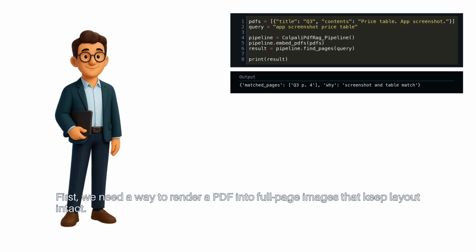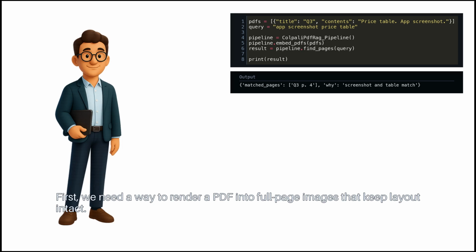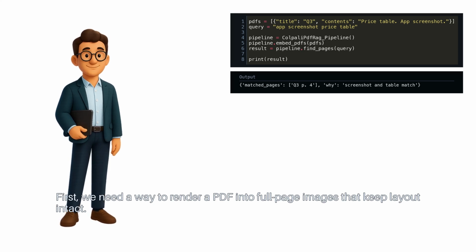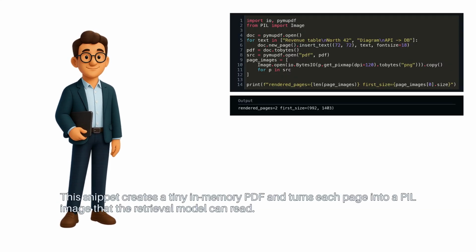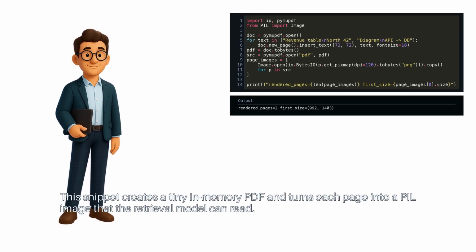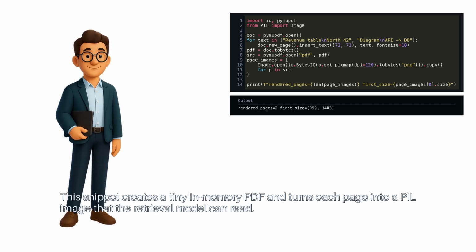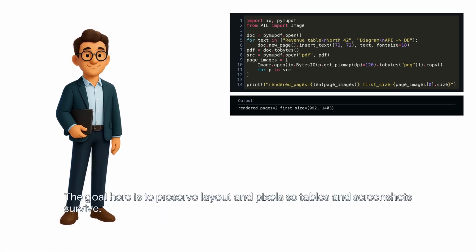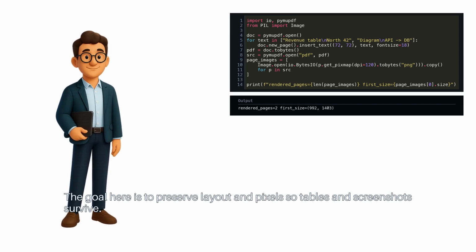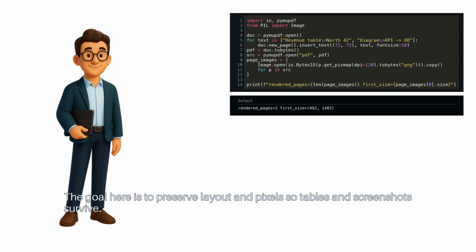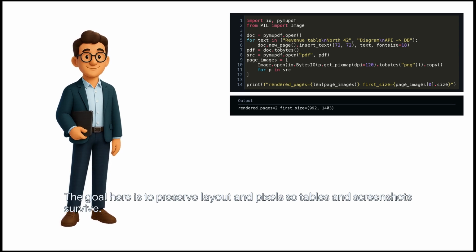First, we need a way to render a PDF into full-page images that keep layout intact. This snippet creates a tiny in-memory PDF and turns each page into a PIL image that the retrieval model can read. The goal here is to preserve layout and pixels, so tables and screenshots survive.